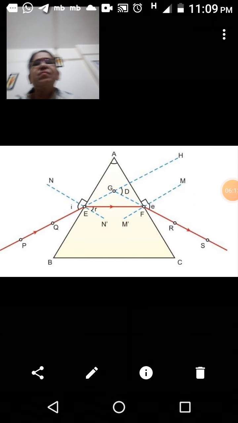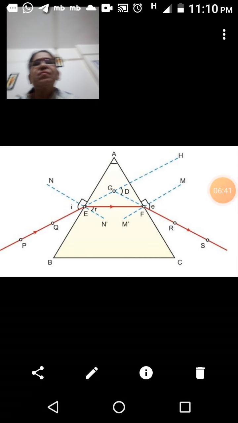Thus, the light ray experiences refraction at 2 points, that is, at E and F, as it passes through the prism. The angle made by the refracted ray with the normal is called the angle of refraction, whereas the angle made by the emergent ray RS with the normal is the angle of emergence.